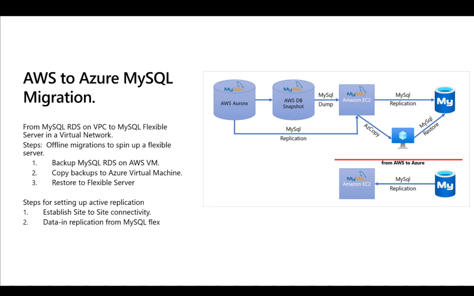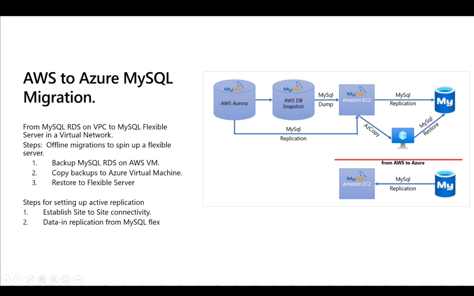So this is one of the reference architectures we used to migrate one of the customers from AWS to Azure MySQL. Obviously, we did the snapshot of AWS Aurora to an AWS DB snapshot. Then we took the MySQL dump from the AWS EC2 machine and copied that up to the Azure VM, and did the restore into Azure Database for MySQL.